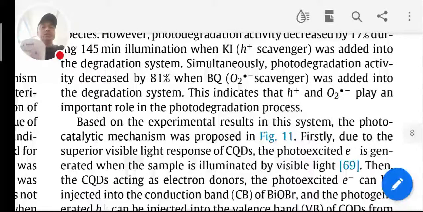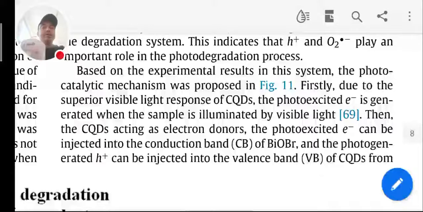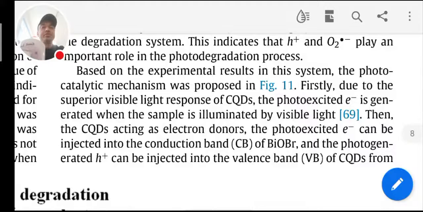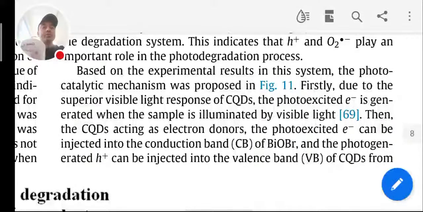So based on the experimental results, the photocatalytic mechanism was proposed. Firstly, due to the superior visible light response of carbon quantum dots, the photoexcited electrons are generated when the sample is illuminated by visible light. Then the carbon quantum dots act as electron donors, and photoexcited electrons can be injected into BiOBr, and photogenerated protons can be injected to the valence band from carbon quantum dots.